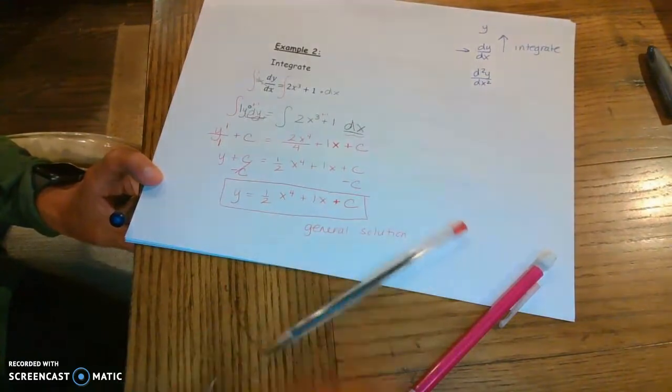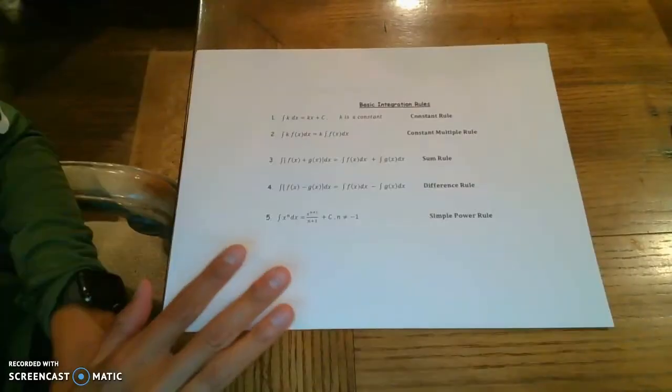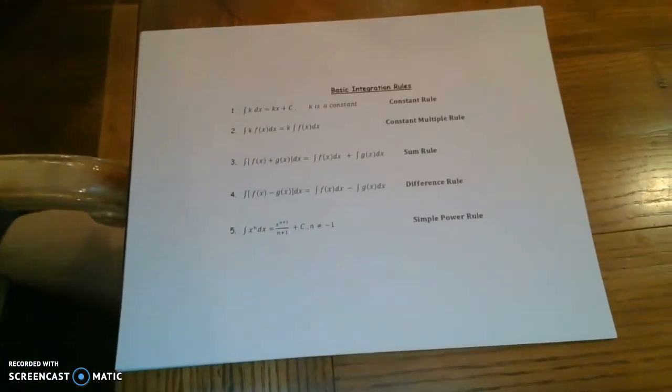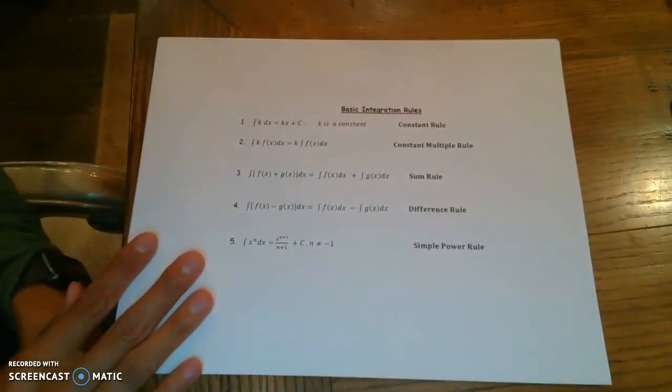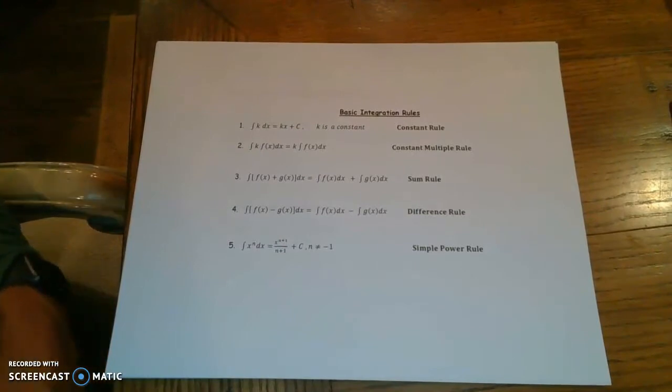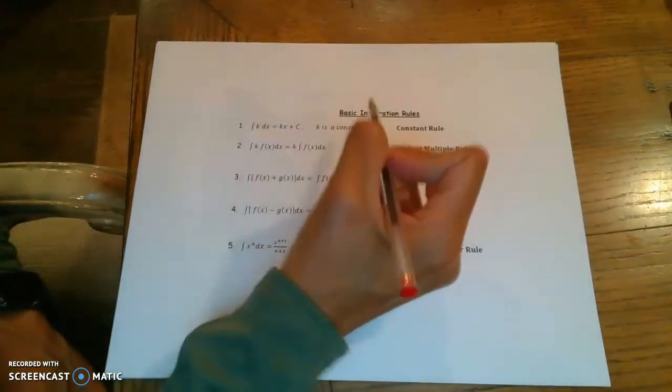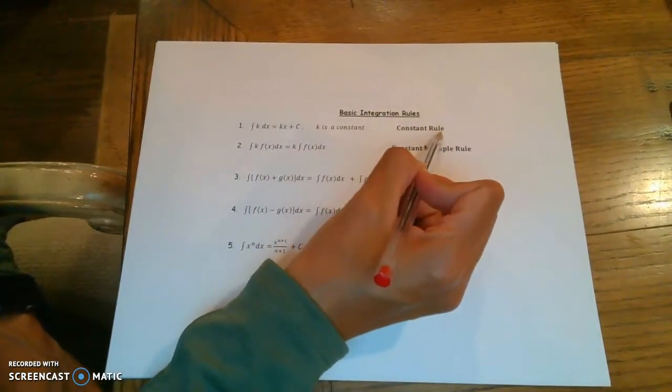Okay, let me just take a pause. All right, so now what you have in front of you are your basic integration rules. I'm just going to read them and explain them to you. We already did all of this. So here, the first one is what we call the constant rule. And I talked to you about that.